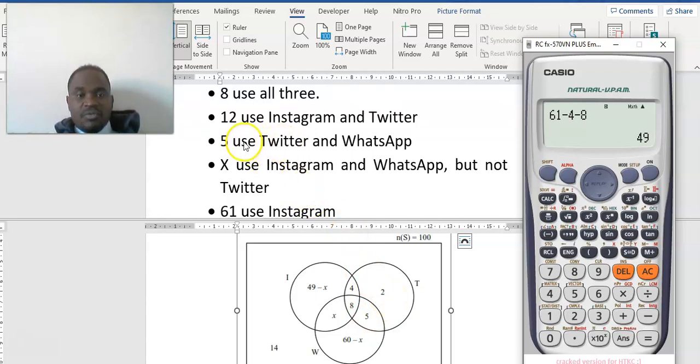5 uses Twitter and WhatsApp. So this 5 was given. This is WhatsApp, this is Twitter. So this 5 is given. So it means we know this, we know this, we know this. We can find these 2.